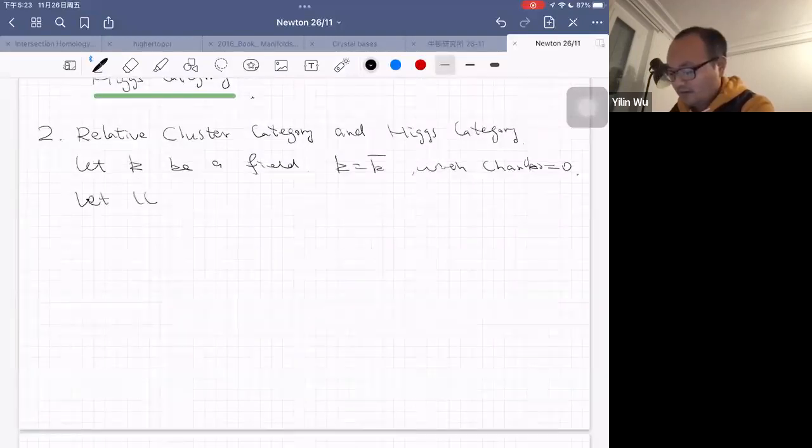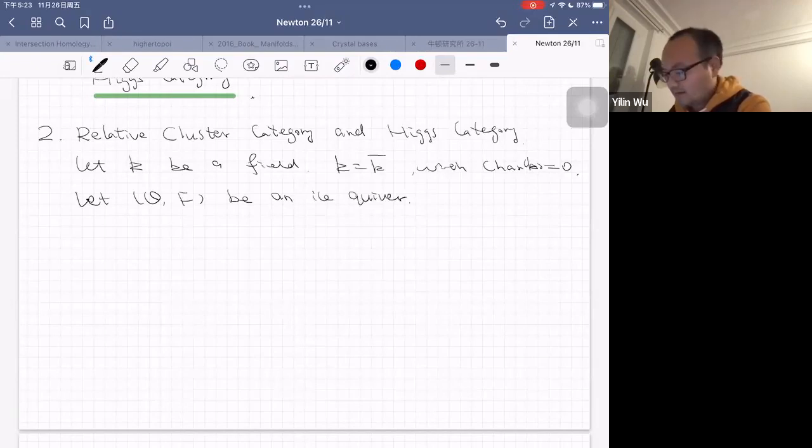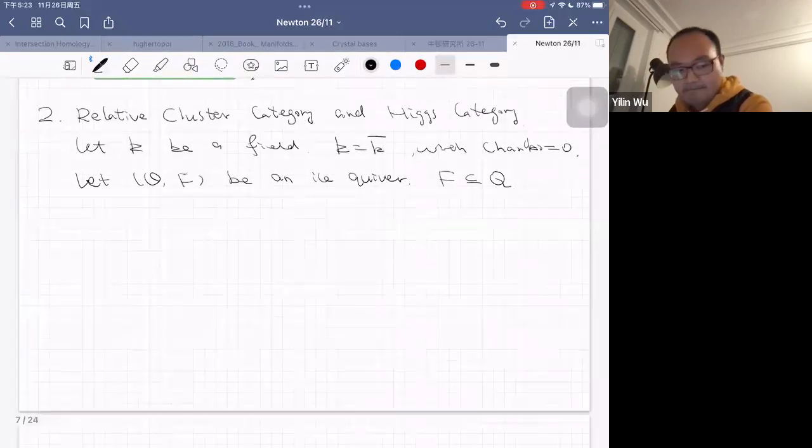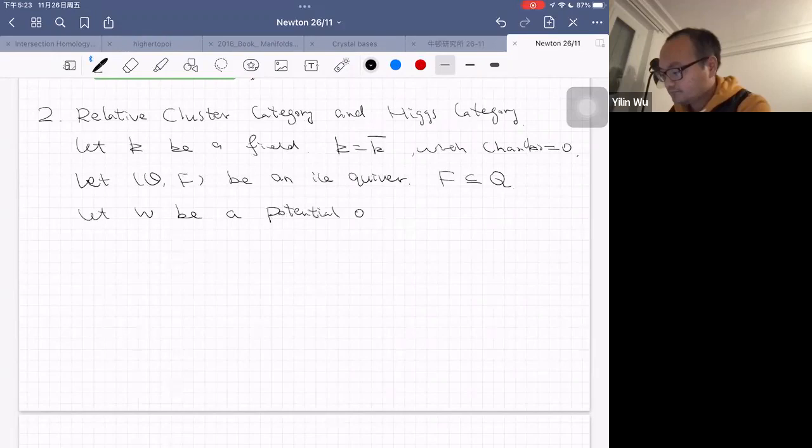Let Q be a quiver, and let F be a subquiver of Q. Let W be a potential on Q, that is, an element in the zeroth Hochschild homology of the path algebra.